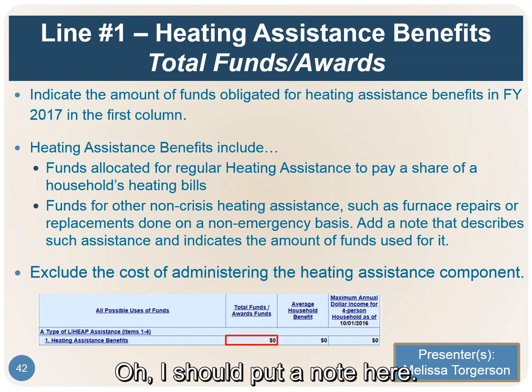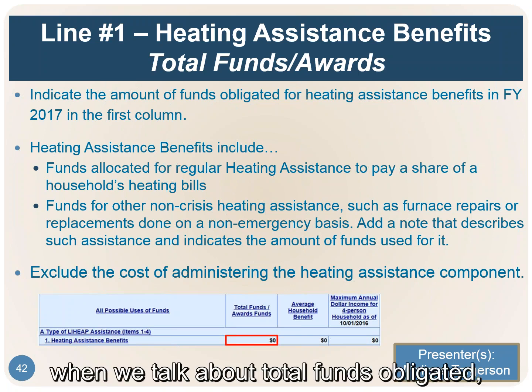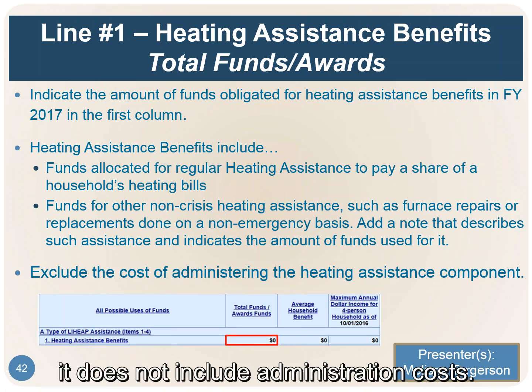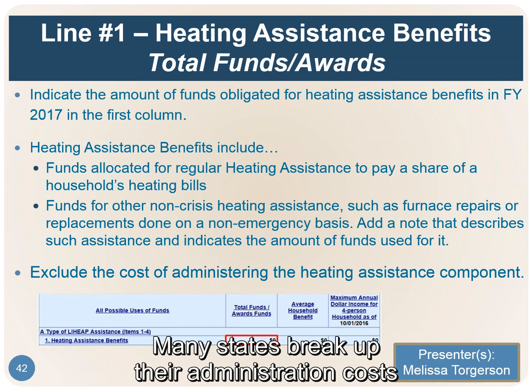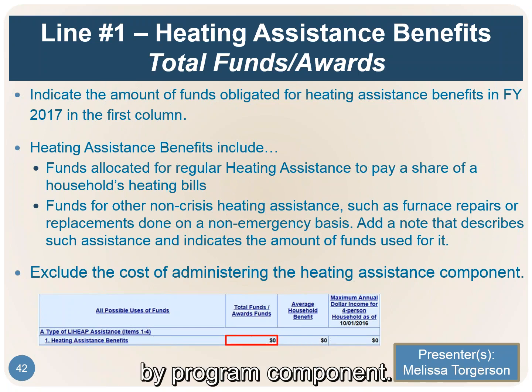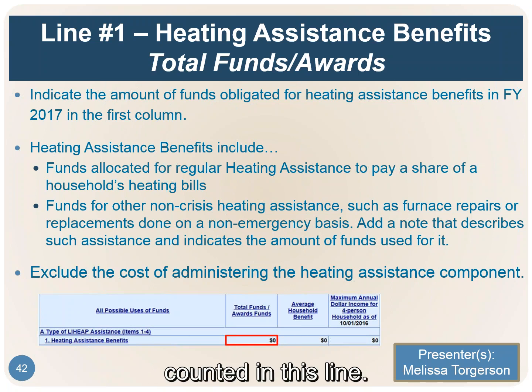Oh, I should put a note here. On the heating assistance line, when we talk about total funds obligated, it does not include administration costs. Those are accounted for in another line. Many states break up their administration costs by program component, and even if you do that, it would not be counted in this line.